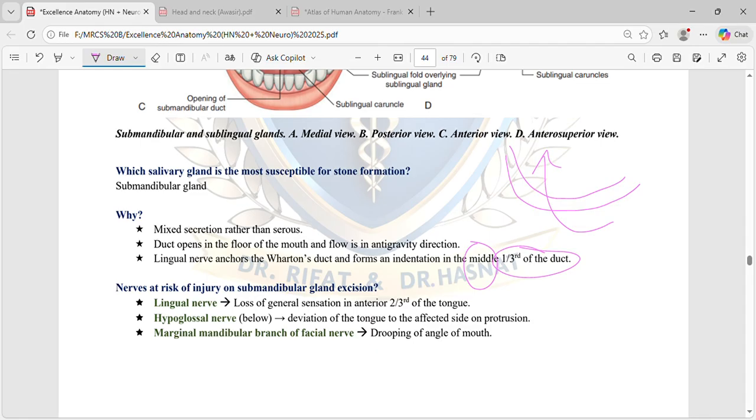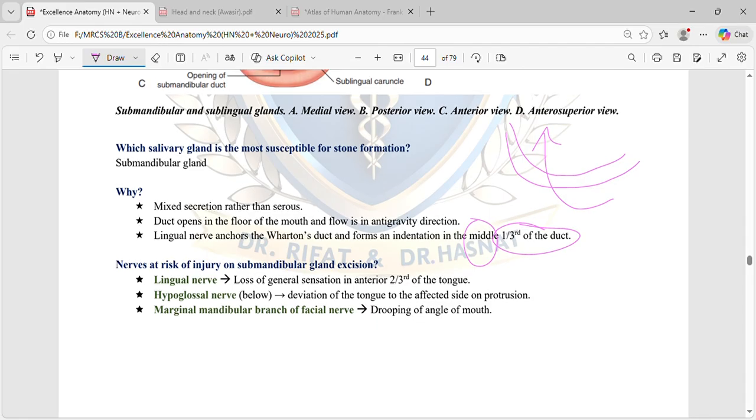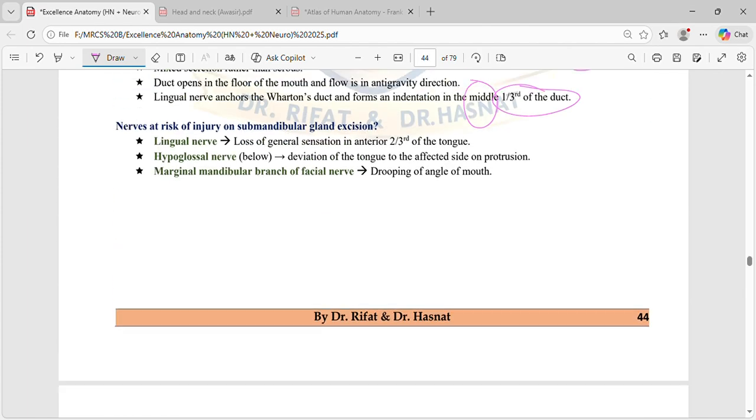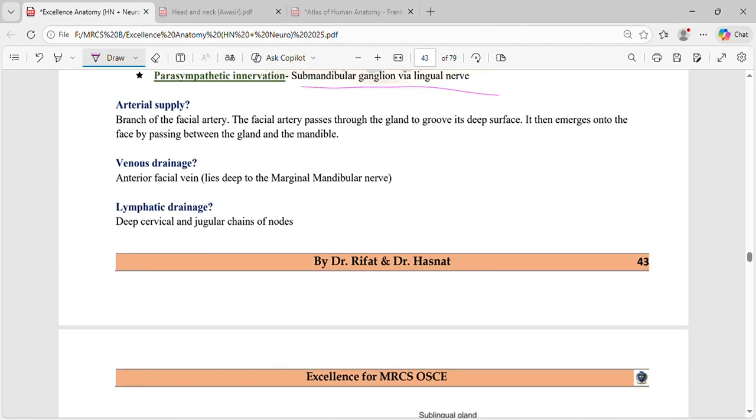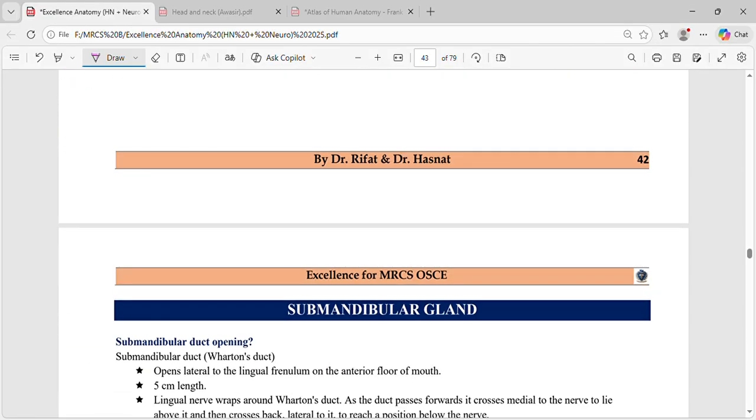Nerves at risk of injury in submandibular gland excision: the lingual nerve, the hypoglossal nerve, and the marginal mandibular branch of the facial nerve. Marginal mandibular branch injury causes drooping of the angle of the mouth. The lingual nerve causes loss of general sensation in the anterior two-thirds of the tongue because it supplies it. And the hypoglossal nerve injury causes deviation of the tongue to the affected side on protrusion. So this is all about the submandibular gland as well.